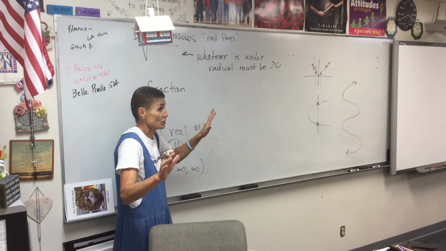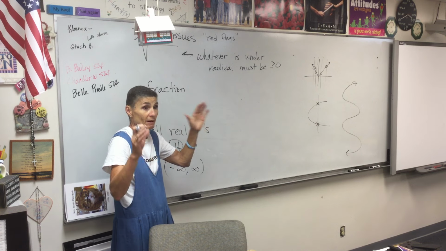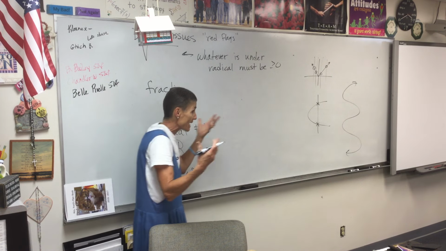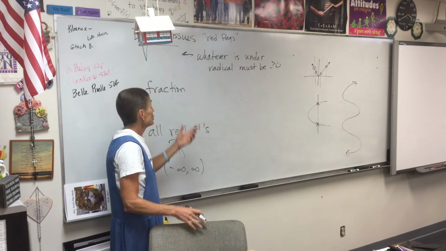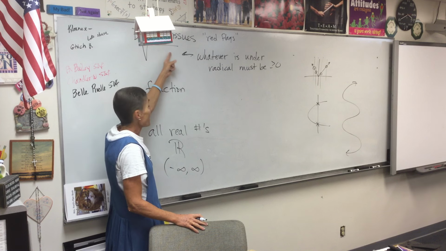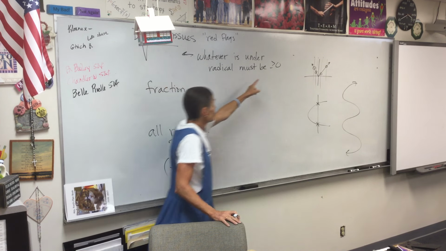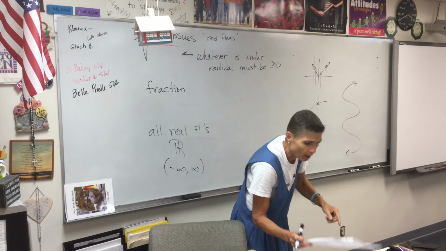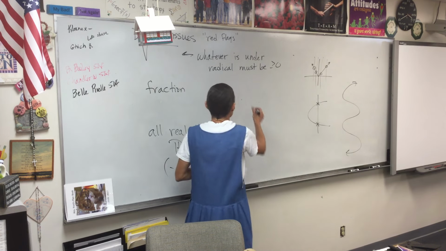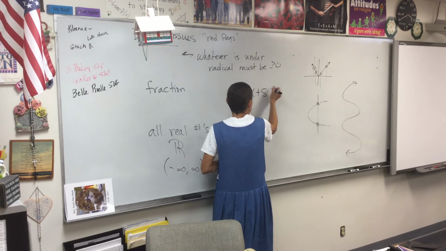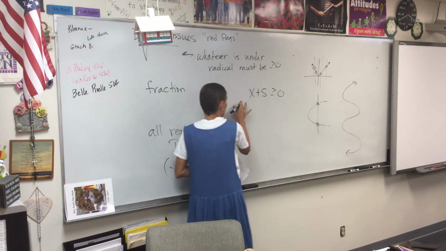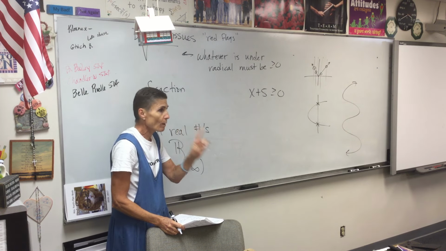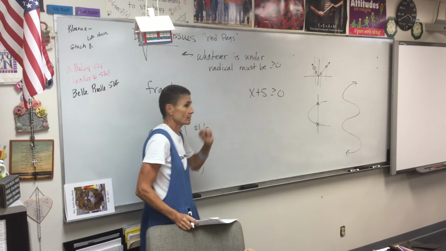We're talking about functions now, kids. We're talking about functions, graphable things. They have to be real. So all I'm saying is, whatever you have under there, you're going to set greater than or equal to 0. So what's under there in problem B? X plus 5. So I will say x plus 5 greater than or equal to 0. It's that easy. Whatever is under the radical greater than or equal to 0.